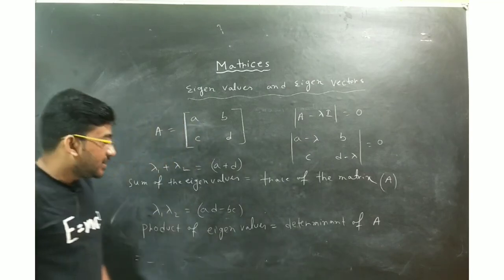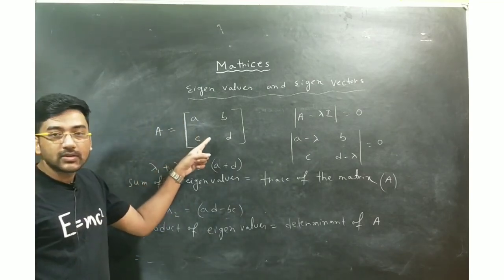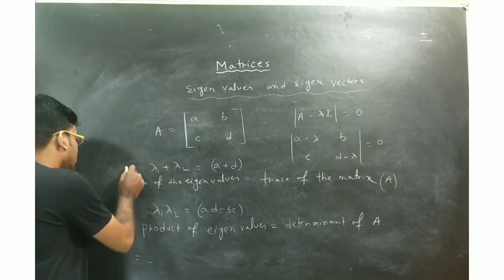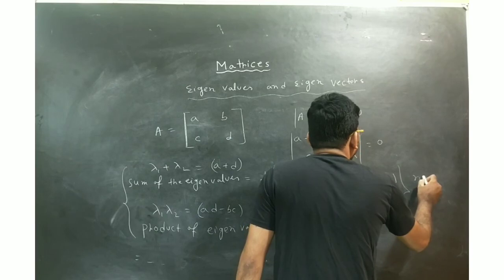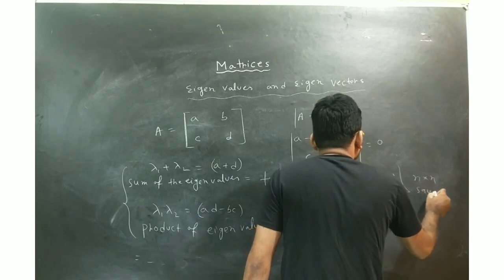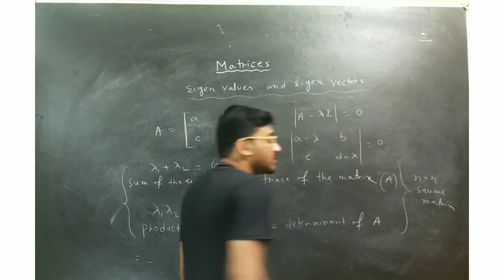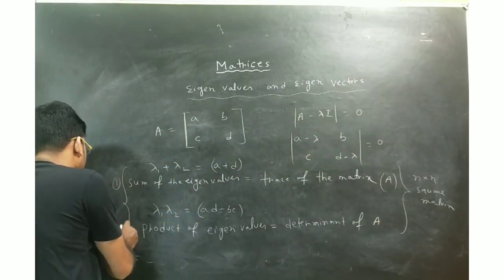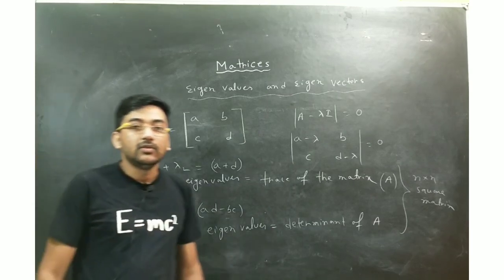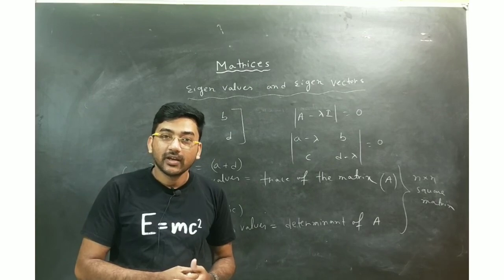Please keep in mind that these two results are not only valid for this 2 by 2 matrix, but they are valid for any n by n square matrix. So please keep in mind these two important results that will help you when you solve problems involving eigenvalues and eigenvectors. Okay, thank you.